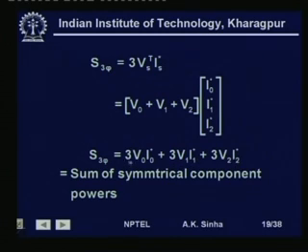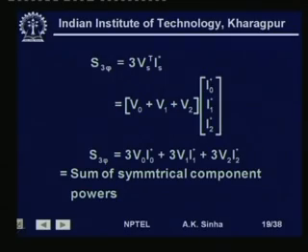This is nothing but the total complex power in the sequence networks or in the sequence components, 0 sequence component, positive sequence components and the negative sequence component. Since we have 3 phases there, the total power will be sum of the 3, and since they are symmetrical, the power in 1, that is in A, will be same as in B and C. So, that is why it is multiplied by 3 here.